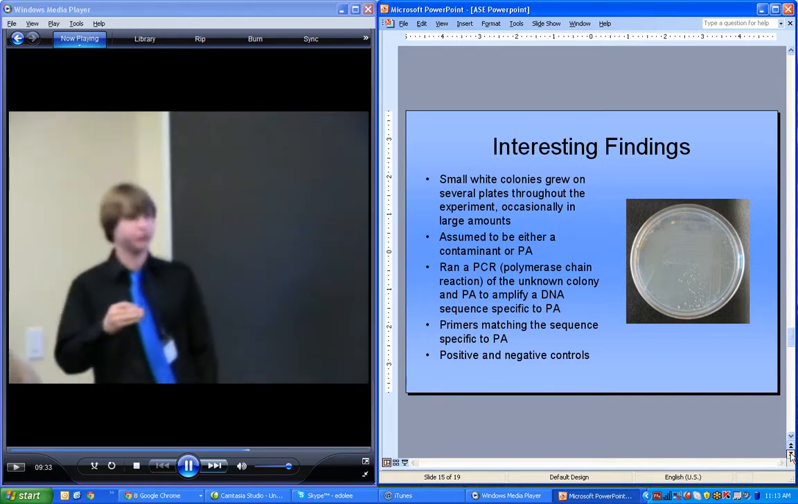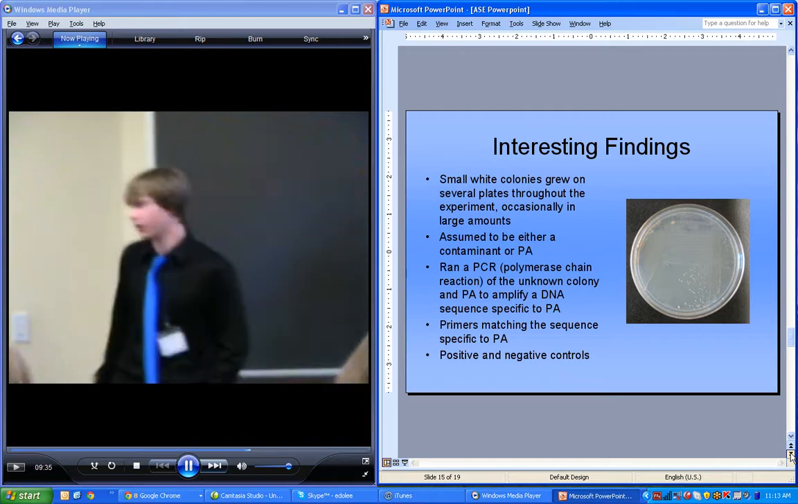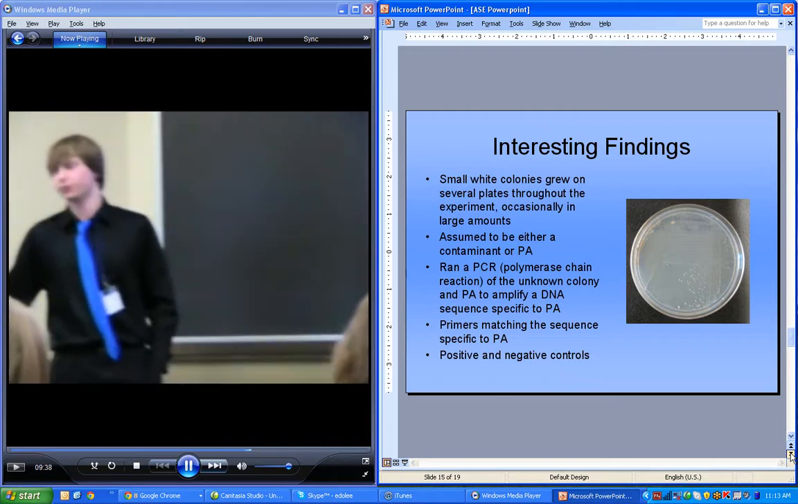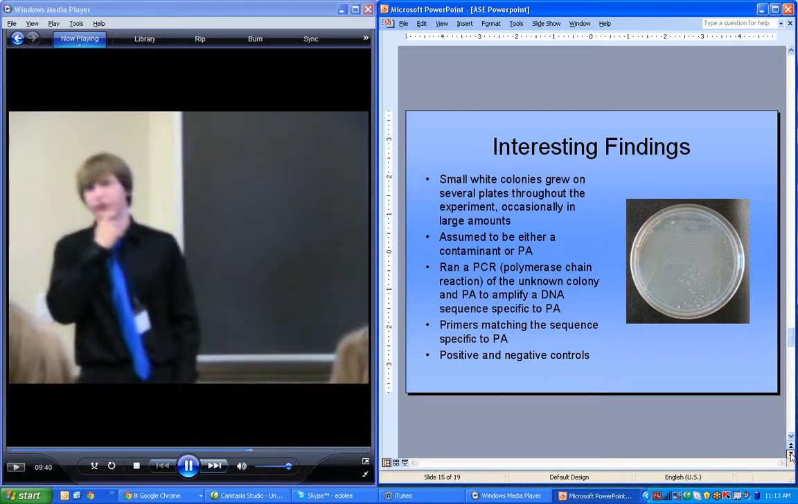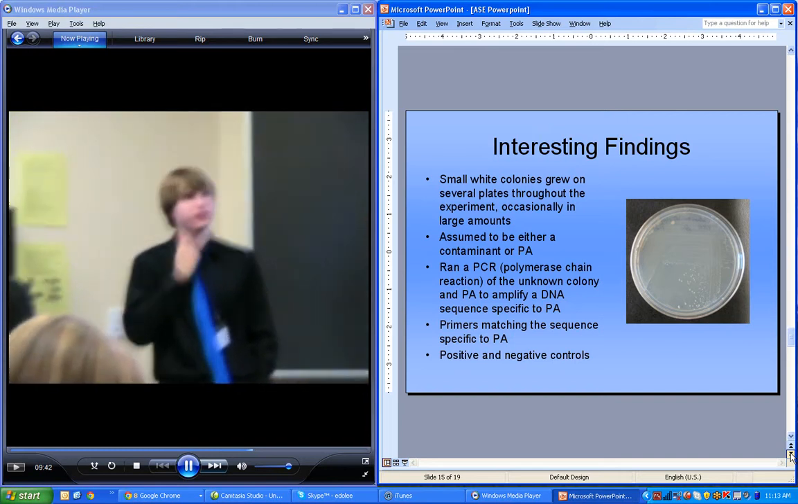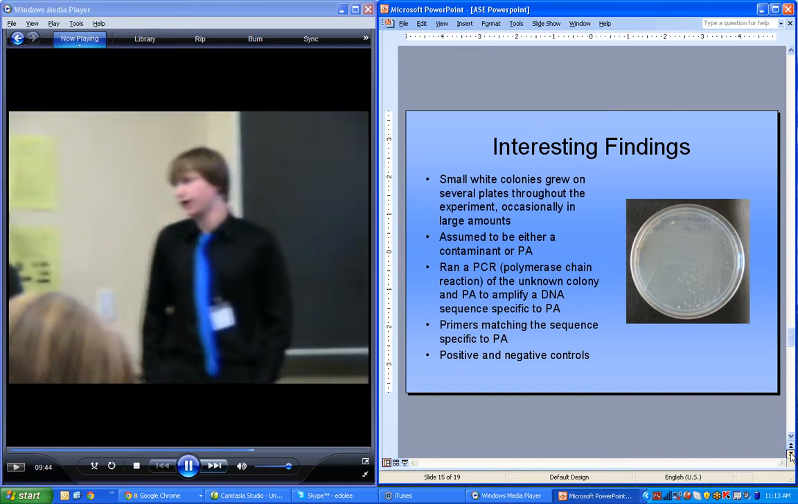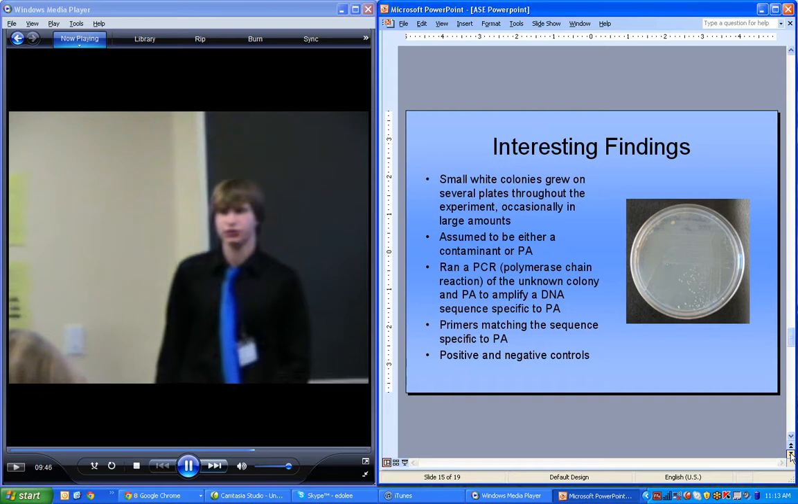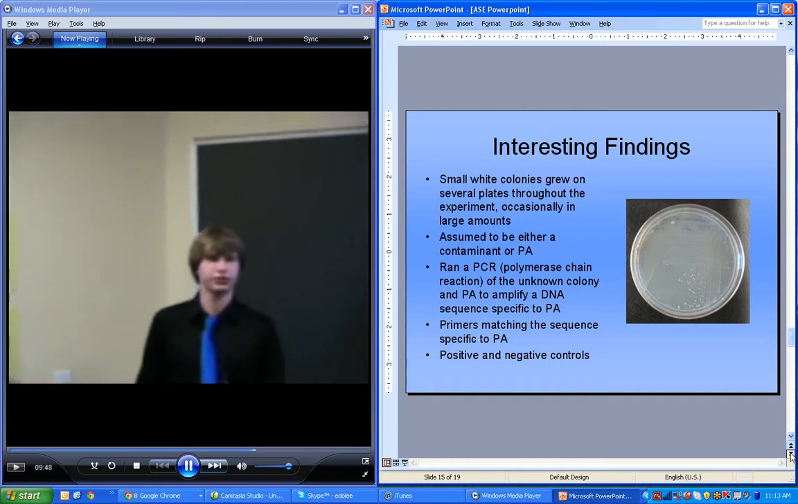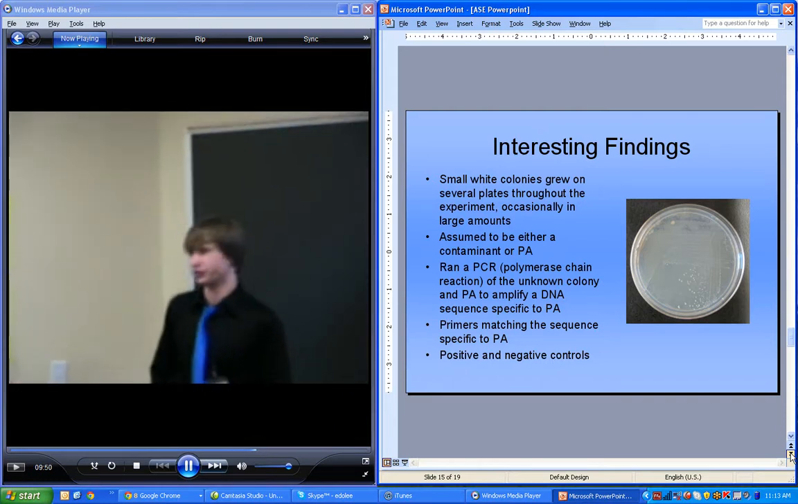It's supposed to reach a certain amount of base pairs on the gel. And I used primers to match the sequencing Pseudomonas aeruginosa, genus-specific and species-specific. And I had positive and negative controls. The negative controls were just water to make sure nothing got contaminated. The positive controls were just Pseudomonas aeruginosa.